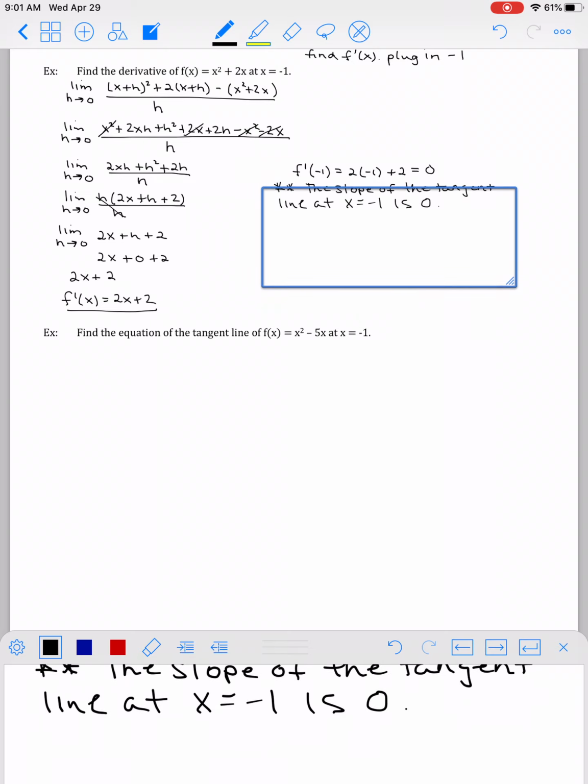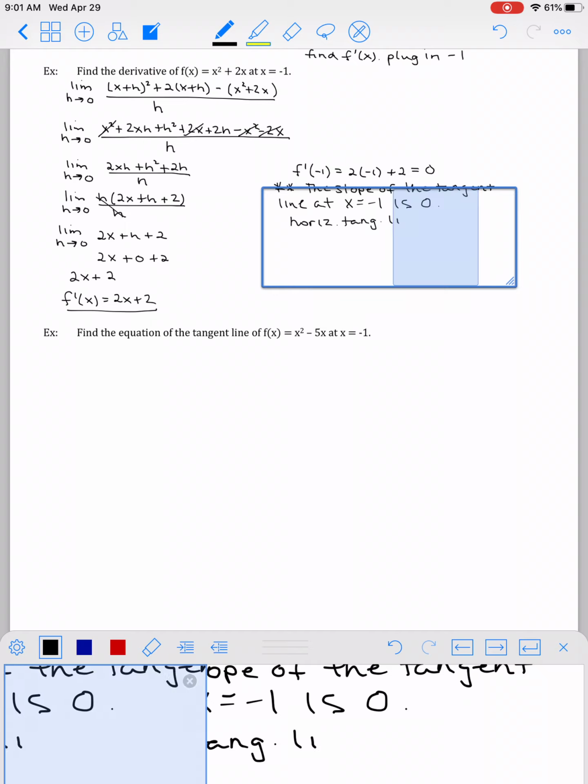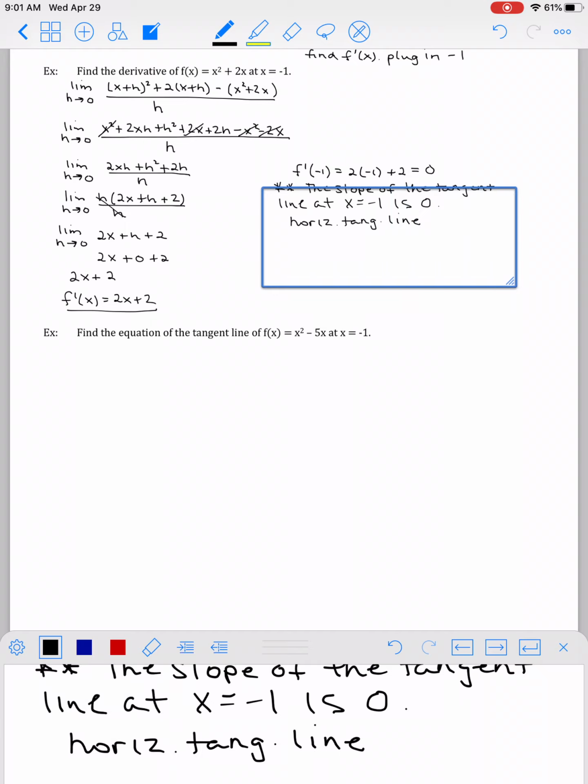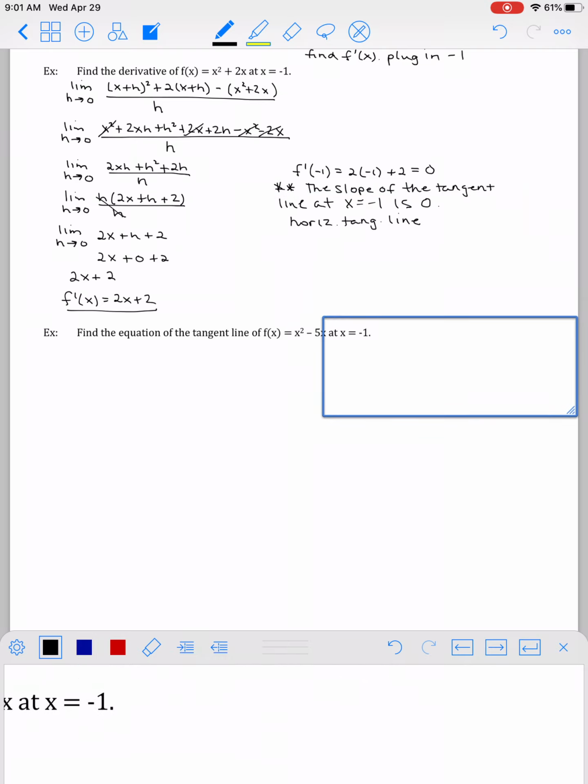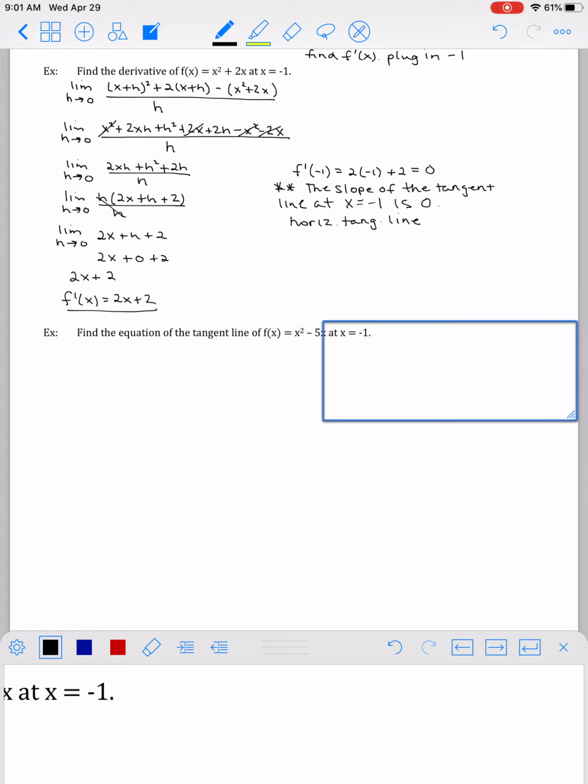So that happens to mean at that point, because the slope is 0, it's a horizontal tangent line. And not every tangent line is going to be horizontal, but if you get the value 0, then you know that slope is 0 and it's horizontal. Okay, now finding the equation of the tangent line is a 3-step process.